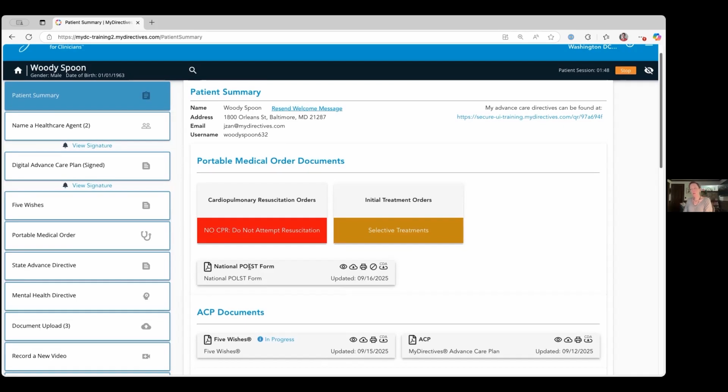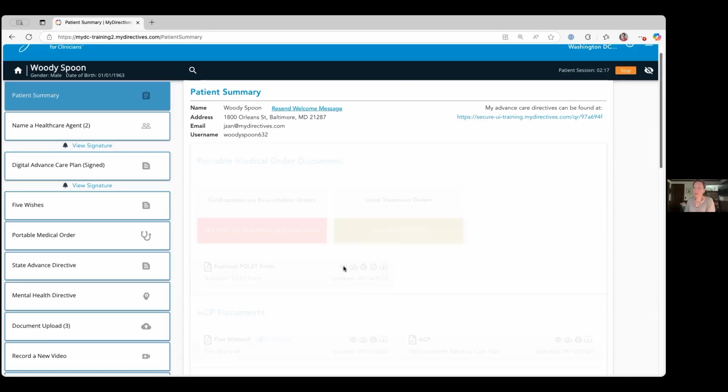And because that POLST was created digitally in our system, we're able to take the discrete decisions that Woody selected for his treatments, and we're able to bring those out visually before you even have to open the file. And it's a trustworthy process because it's tied to the discrete data. So we know before we've even looked at his pulse that if Woody does not have a pulse, he does not want CPR. If he does have a pulse, he wants selective treatments.